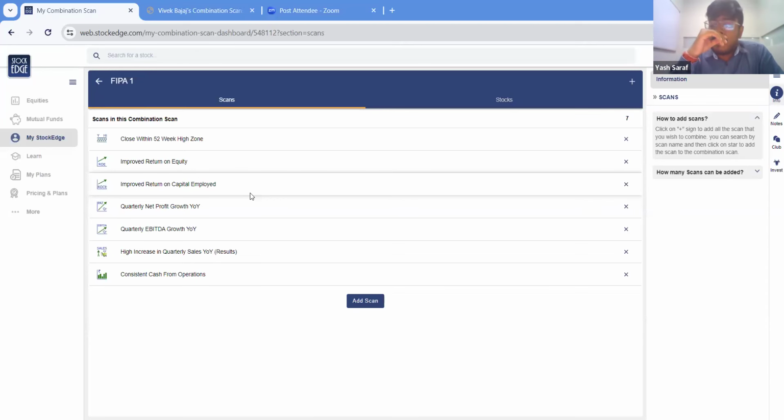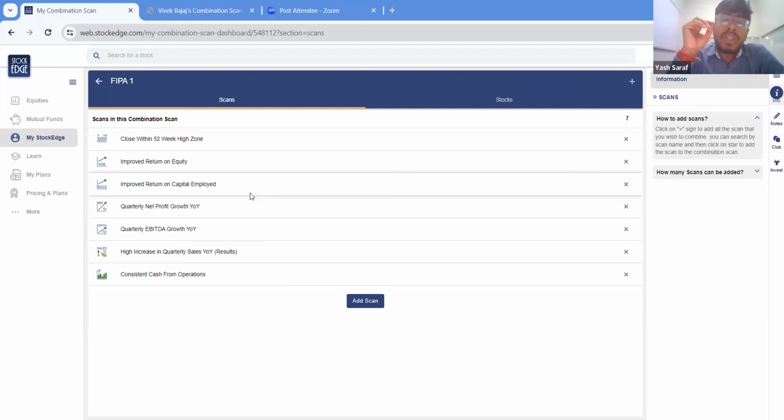But if a stock fulfills all these three scans, that is quarterly net profit growth year on year, quarterly EBITDA growth year on year, and high increase in quarterly sales year on year, it means that the company is growing at all three levels: the top level, the bottom level, and the operating level as well. So this is a very strong indication for depicting a stock's financial improvement.